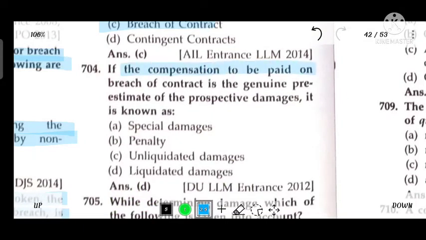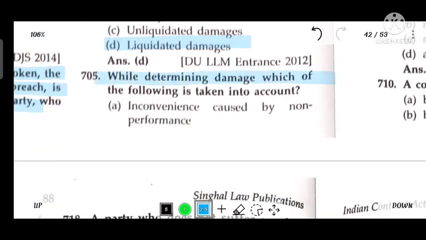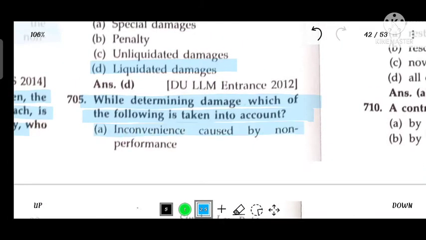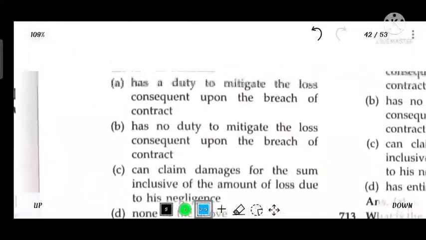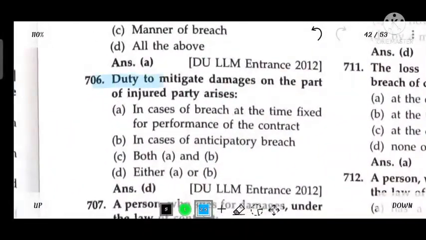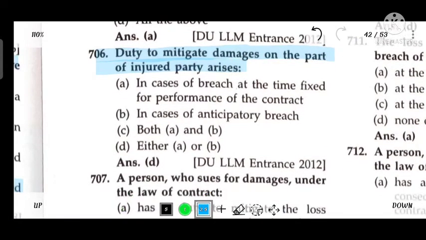If the compensation to be paid on the breach of contract is a genuine pre-estimate of the prospective damage, it is known as liquidated damage. While determining the damage, which one of the following is taken into account? Inconvenience caused by non-performance. The duty to mitigate damages on the part of the injured party arises in the case of breach at the time fixed for the performance of contract, in the case of anticipatory breach.